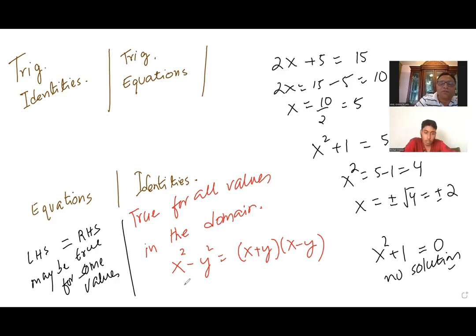Here, the left-hand side is always equal to the right-hand side for both x and y belonging to any real number. So identities are true for each and every value in the domain of the variable, correct? Is that part clear?